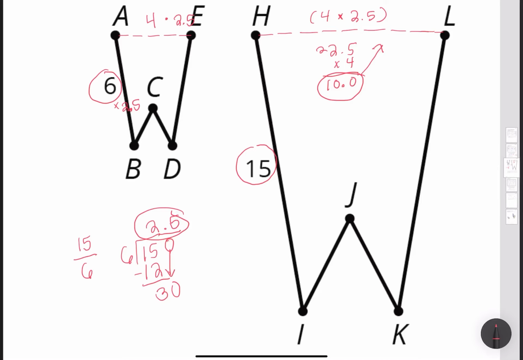Now for part B, it says if IK equals 5, how long is the corresponding distance in the first figure? Explain or show your reasoning. So they now want you to figure out what's this distance right here. So this is 5. If we multiply by the scale factor to figure out these numbers 10 and 15, what do you think we want to do with the scale factor for 5? What do you think we're doing with that to figure out this number right here?